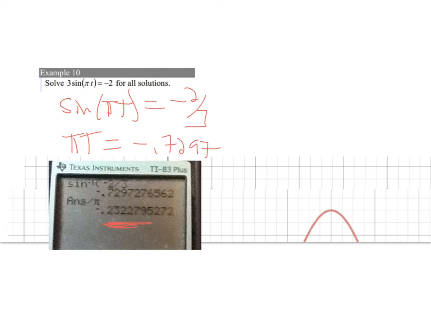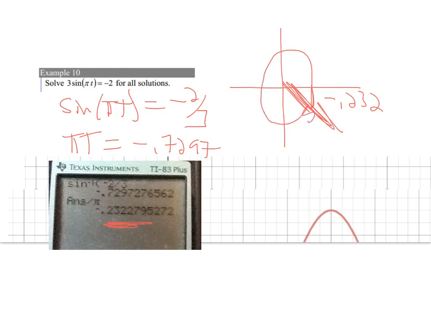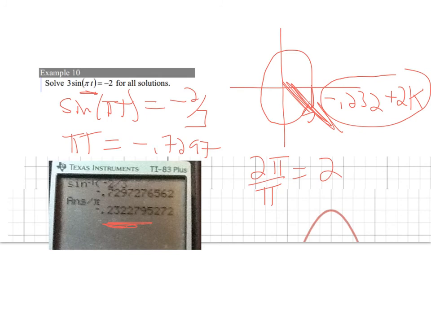Now you've got to remember though, I'm down here in quadrant 4 if the sine is negative, and that tells me this angle is negative 0.232. And if we're looking for all solutions, well, let's see. To get back to this angle, we'll have to add one rotation. If I'm looking at this equation, I know that 2 pi divided by pi tells me the period is 2. So what I'm going to have to do is add plus 2 pi k, or I'm sorry, plus 2k. That'll list all the solutions that are coterminal to that one.